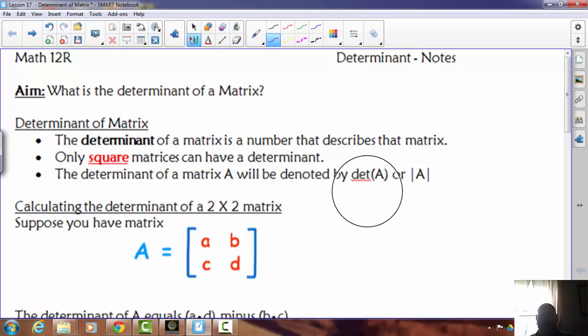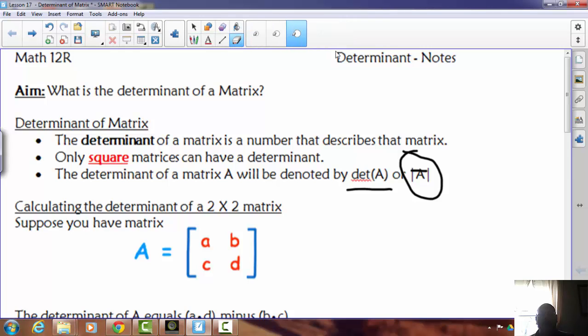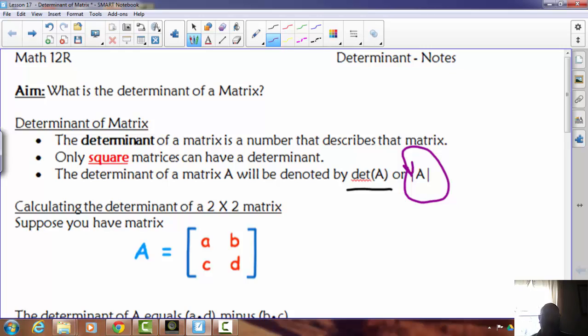The way we indicate the determinant, we would write either DET, lowercase letters, with uppercase A in parentheses, or with something that looks like an absolute value of A, but it's not, because we're in a matrix.